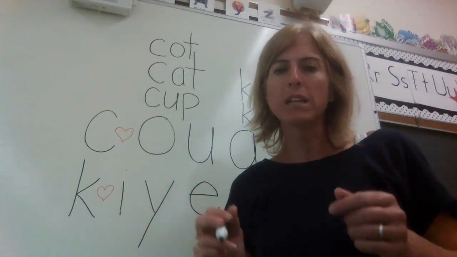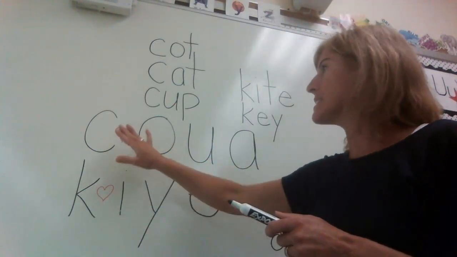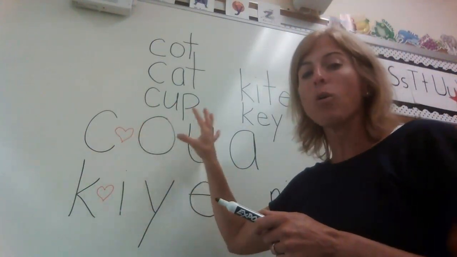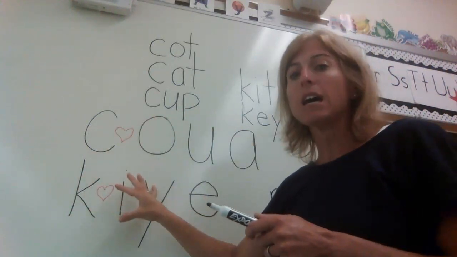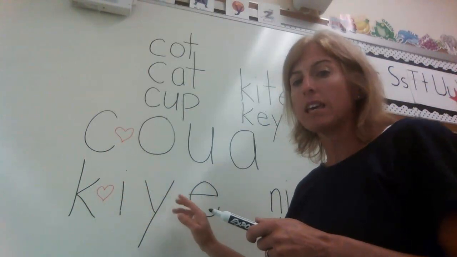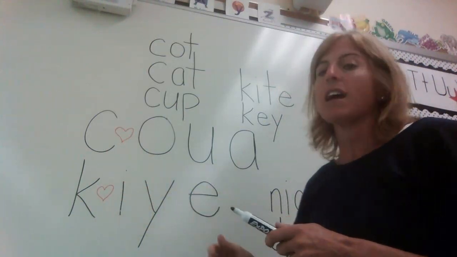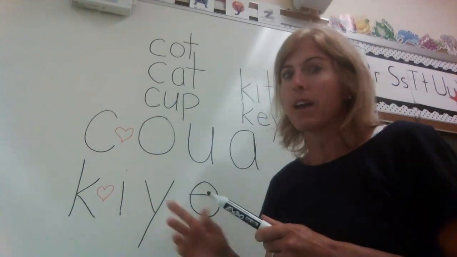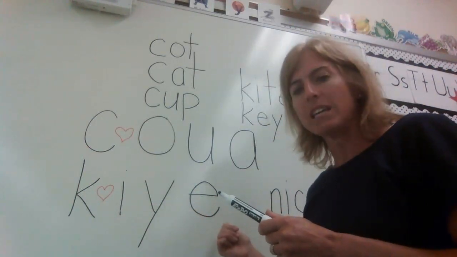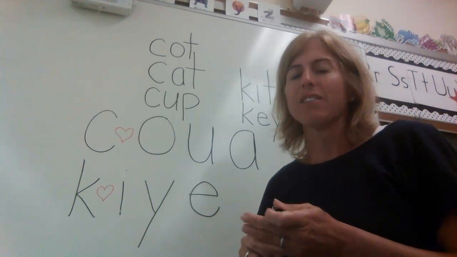But right now we need to remember that C loves O, U, and A. That's important. K loves the stick letters: I, E, and even the stick here, that is the letter Y. I just called the Y an E, didn't I? Yeah, I did. I, Y, and E, which is the stick part of the letter E.